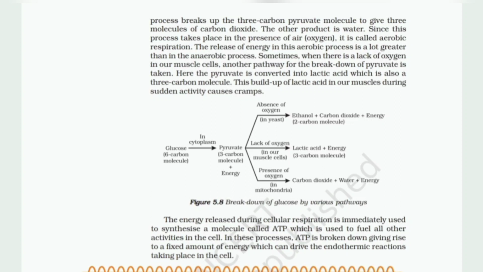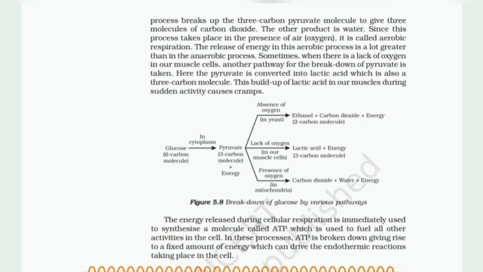Sometimes, when there is a lack of oxygen in our muscle cells, another pathway for the breakdown of pyruvate is taken. Here the pyruvate is converted into lactic acid, which is also a 3-carbon molecule. This buildup of lactic acid in our muscles during sudden activity causes cramps.